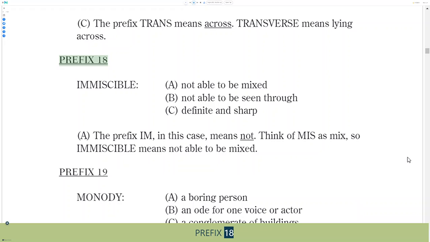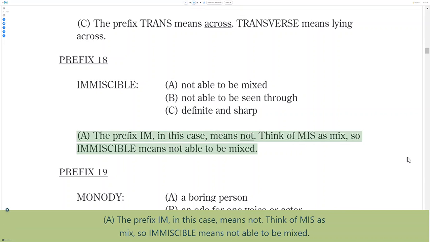Prefix 18. Immiscible. A. Not able to be mixed. B. Not able to be seen through. C. Definite and sharp. A. The prefix im, in this case, means not. Think of mis as mix, so immiscible means not able to be mixed.